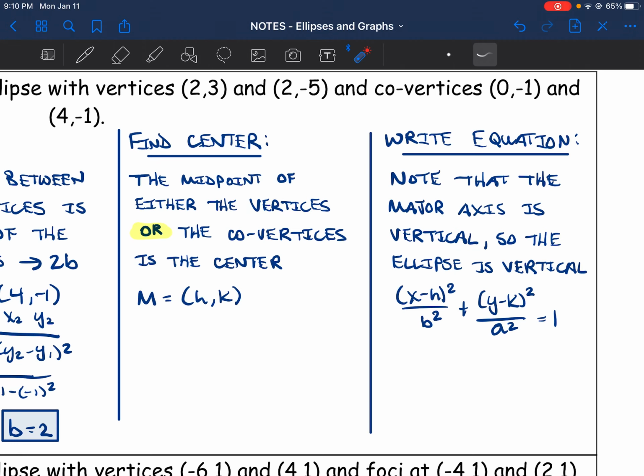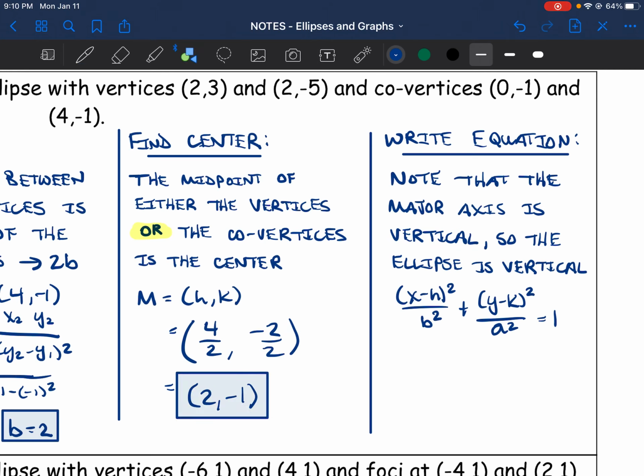So 2, 3, and 2, negative 5. Let's use the midpoint formula. So add the x's together. 2 plus 2, that gives us a 4, divided by 2. Add the y's together. 3 plus negative 5. That's going to give us negative 2. Cut that in half. And this gives us the coordinate 2, negative 1.